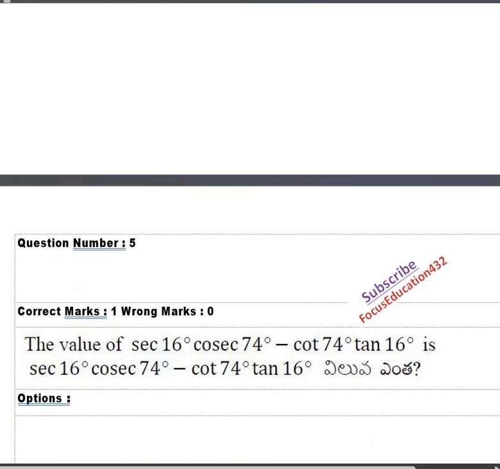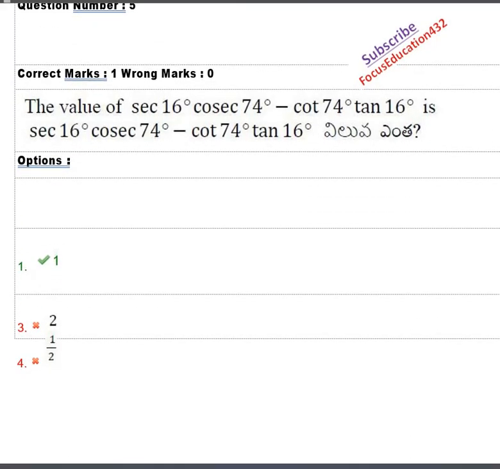Question number 5. This question is from the chapter Trigonometry. Sec 16 cosec 74 minus cot 74 tan 16. If you are seeing questions in this way, it means you have to use the trigonometric formulas for complementary angles. Complementary is 90 minus something. Right. So this is the question.